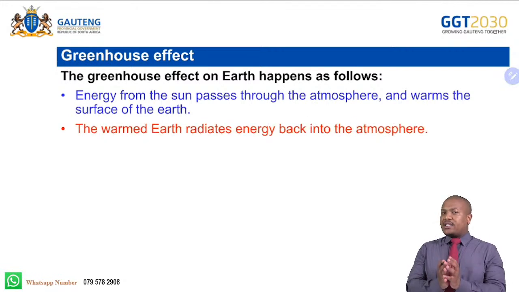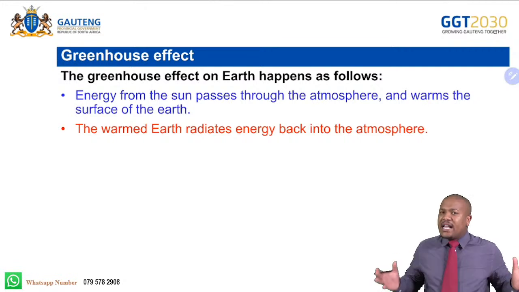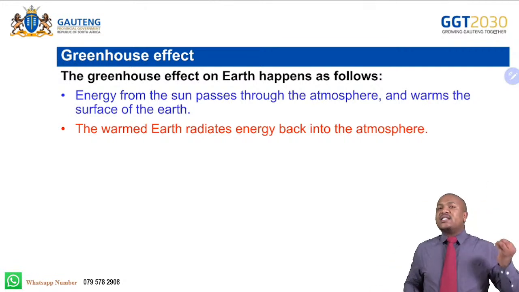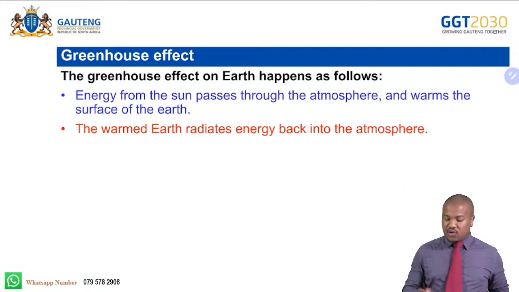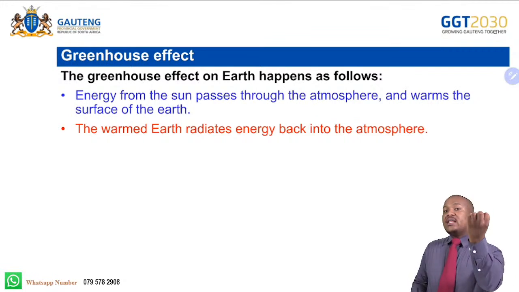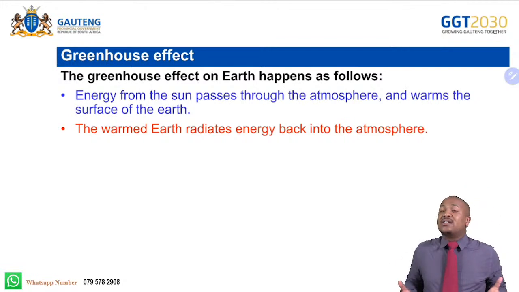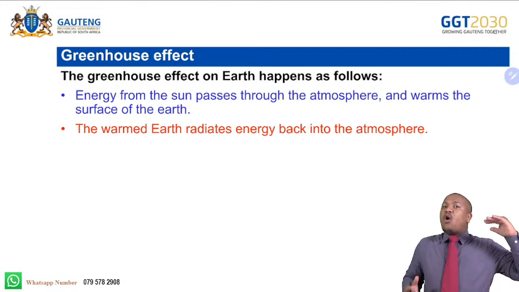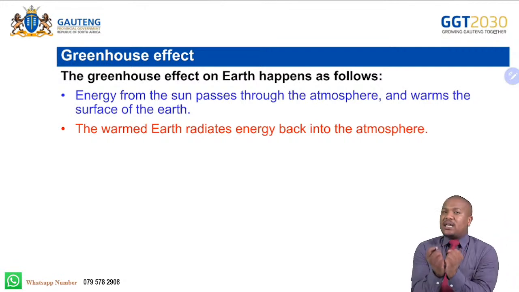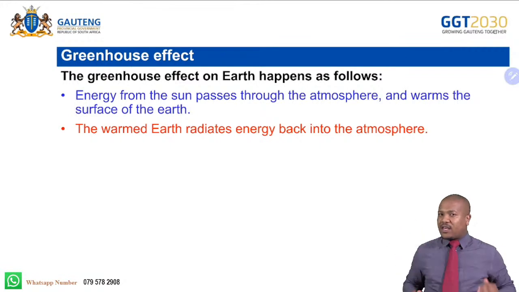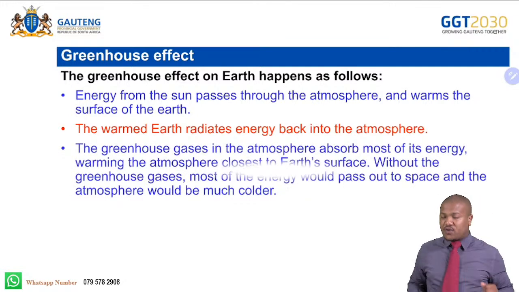So what happens after that? The warmed earth radiates the energy back into the atmosphere. So during insolation, during daylight, the ozone layer in the atmosphere is able to trap the heat. Then at night, when the heat rises up during terrestrial radiation, the ozone layer again is able to trap that heat so that we sustain enough heat and we are able to sustain life. So the warmed earth radiates the energy back into the atmosphere.